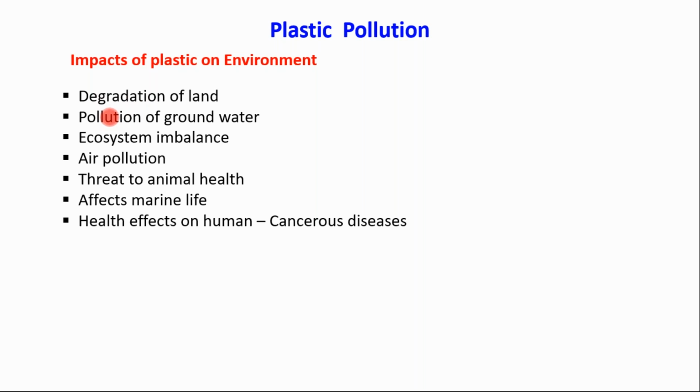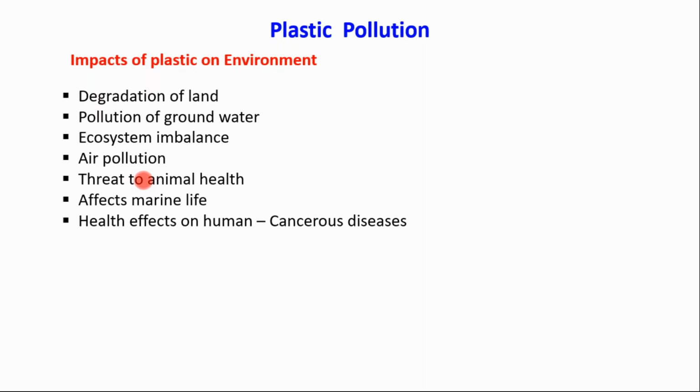Then pollution of groundwater. If these plastic products are mixed with the water bodies, then there are chances of water pollution. Then ecosystem imbalancing. Then air pollution. If these plastic products are going to burn, or react with some other material, or due to the heat or sunlight, these plastic products can convert into other molecules which can act as an air pollutant.